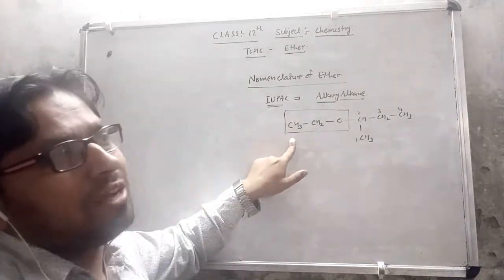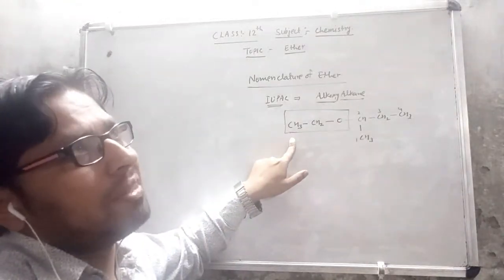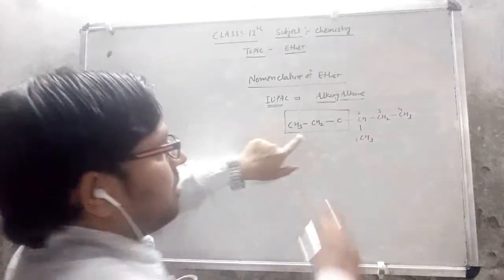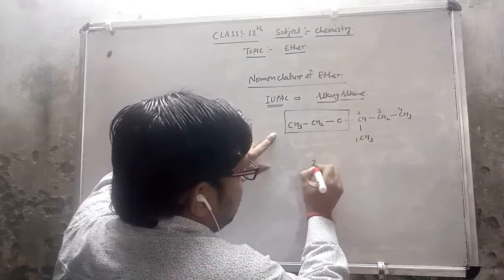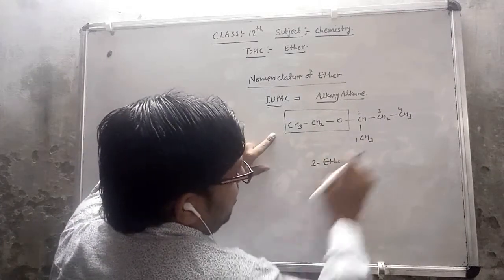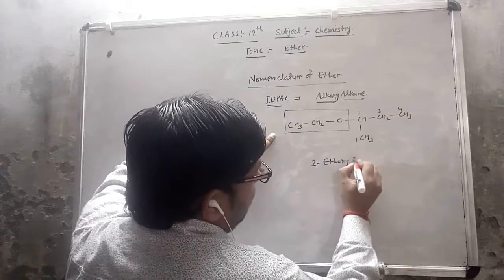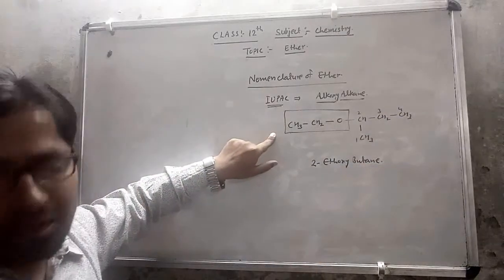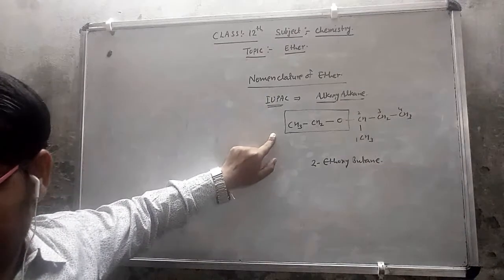Before that, whatever we saw was on the first carbon. That is why I gave the number, but here it is lying on the second number. So two carbons are available here, so this is 2-ethoxy, because two carbons are available. For four carbons it is butane. So its name is 2-ethoxybutane.